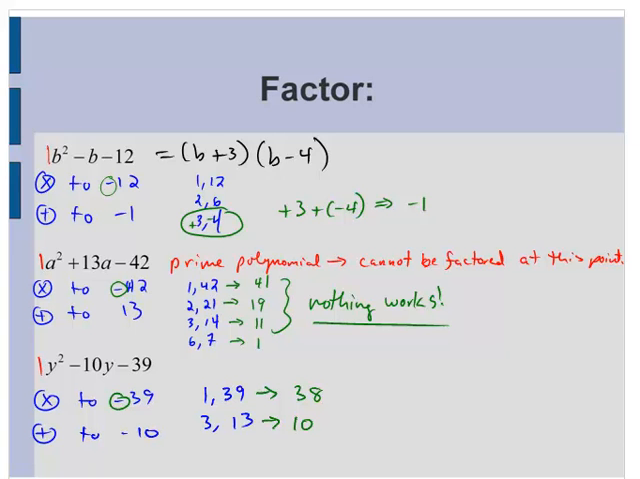Now getting the signs right, if I had a positive 3 and a negative 13, positive 3 plus negative 13 is negative 10. So I would factor this as y plus 3, y minus 13.